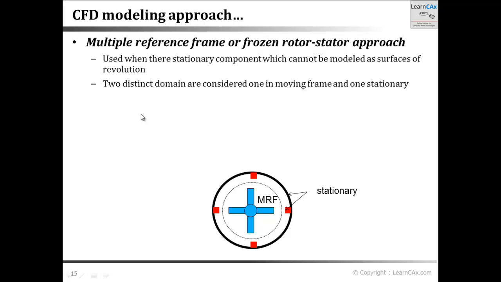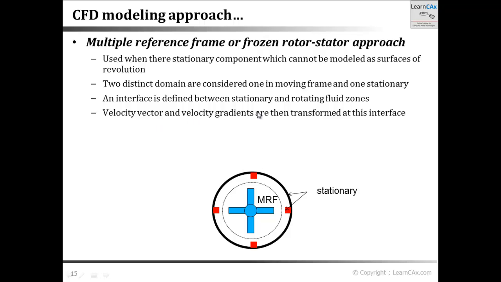So what we do is we consider two distinct zones. One is a rotating zone, which is the central rotating zone, which is rotating with respect to the moving reference frame. So the entire reference frame with respect to which this inner zone is defined is rotating, whereas the rest of the zone is stationary. This forms an interface between a stationary zone and a moving zone.